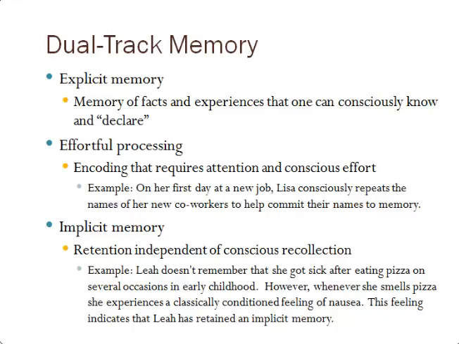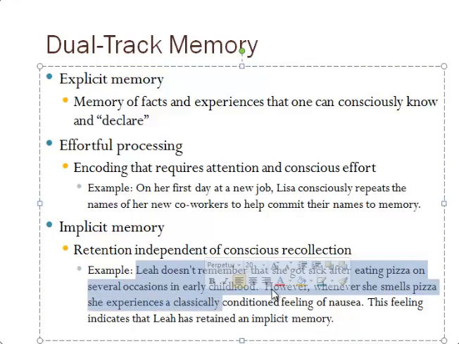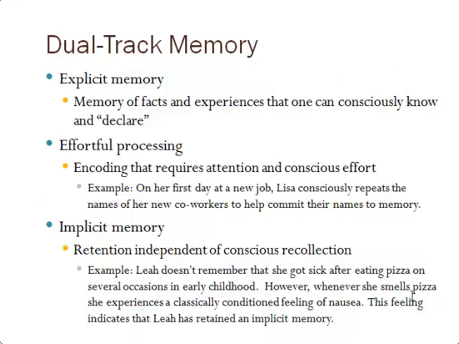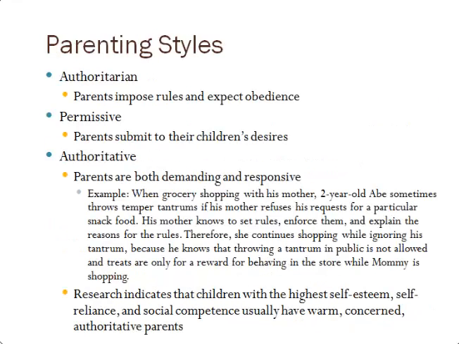Then you have implicit memory. This is kind of subconscious memory. This is something that deep in your mind you may know, but you may not be able to express on a whim. For example, Leia doesn't remember that she got sick after eating pizza on several occasions in early childhood, but whenever she smells pizza, she gets a little nauseous. Now, she may not be able to tell you that pizza makes her nauseous, or that pizza made her sick when she was a kid, but she does know that pizza makes her nauseous because her subconscious has this memory of being sick after smelling and eating pizza. That would be an example of an implicit or subconscious memory.